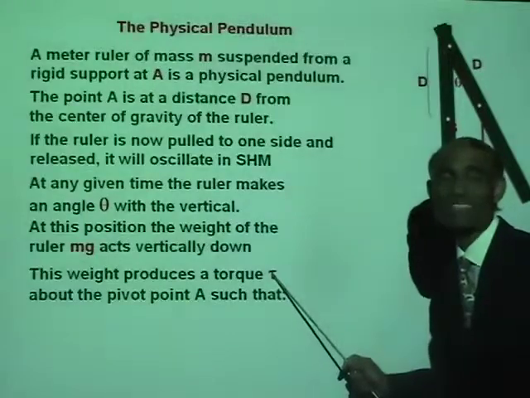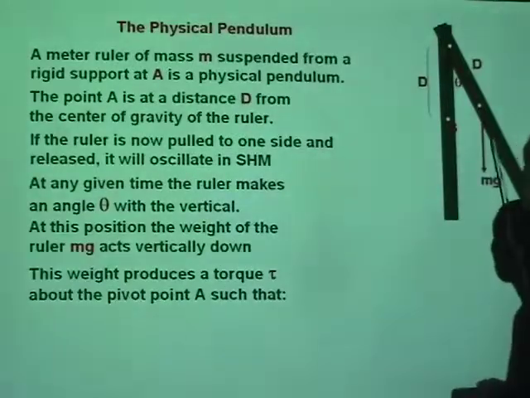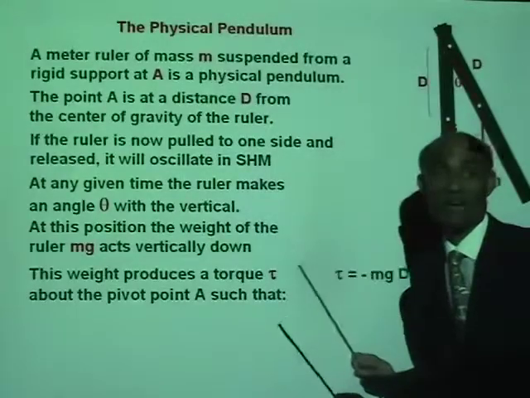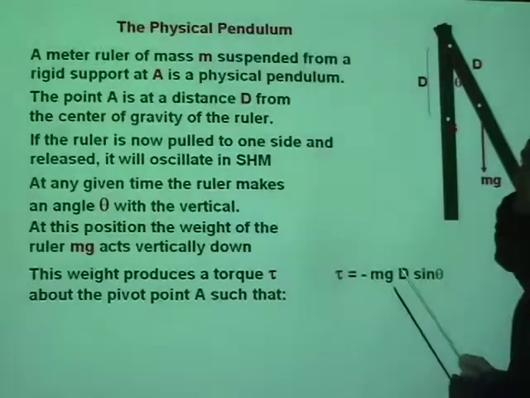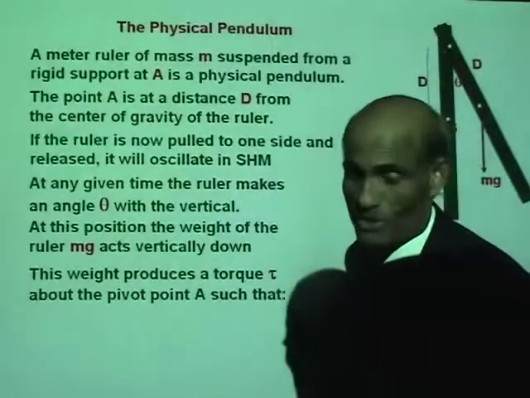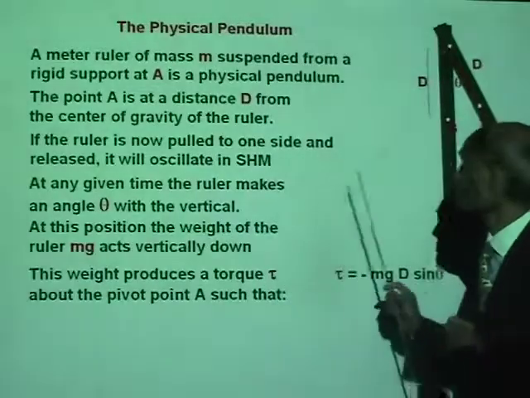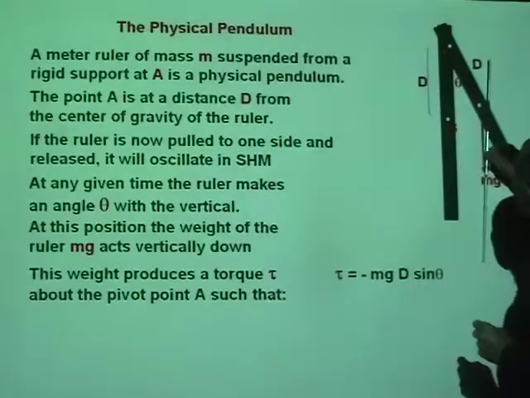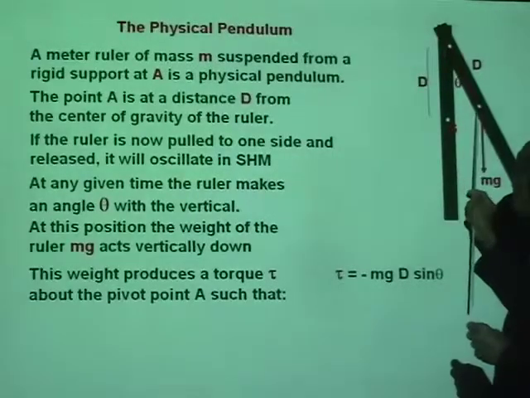Tau, the Greek letter tau, represents the torque. So the weight produces a torque tau about this pivot position such that tau equals negative mgD sine theta. Do you understand this equation? Now, if you remember what we did in physics 1, torque of a force about an axis is the force multiplied by the distance. Look at the perpendicular distance. It is this distance.